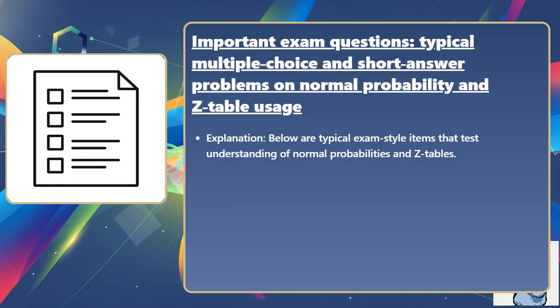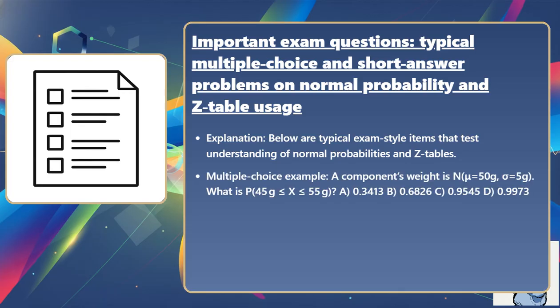Below are typical exam-style items that test understanding of normal probabilities and z-tables. Multiple choice example. A component's weight is N of mu equals 50 grams, sigma equals 5 grams. What is the probability of 45 grams less than or equal to x less than or equal to 55 grams? Choice A 0.3413, choice B 0.6826, choice C 0.9545, choice D 0.9973.